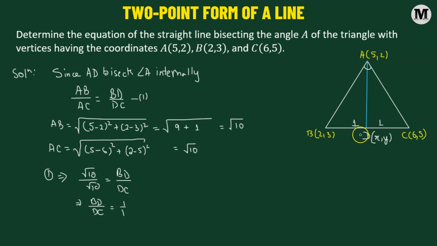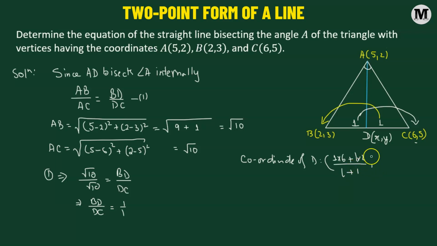Okay, now that we have the ratio in which D divides BC, we can use the internal section formula to find the coordinates of point D. All we have to do is take one and multiply it with C, and the other one will get multiplied with B. Let's apply the internal section formula. For the x coordinate, we take 1 and multiply it with the x coordinate of C, that's simply 6, added to 1 times the x coordinate of B, that is 1 times 2, divided by the sum of the ratio, 1 plus 1.